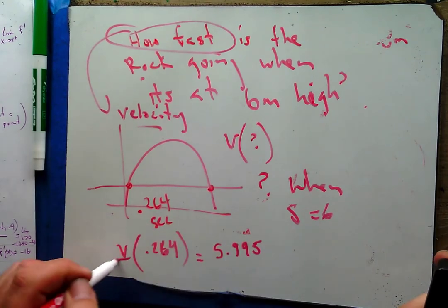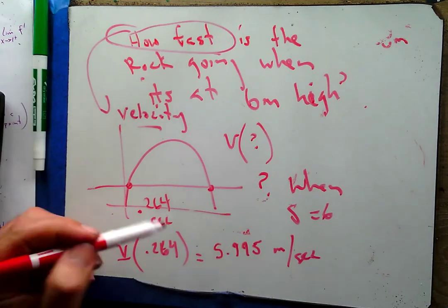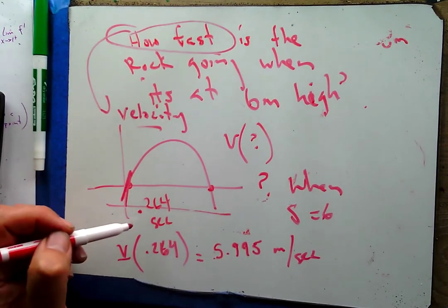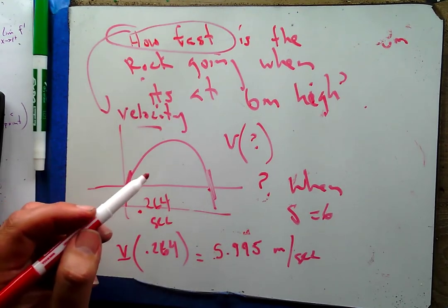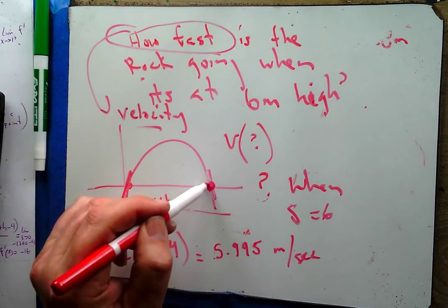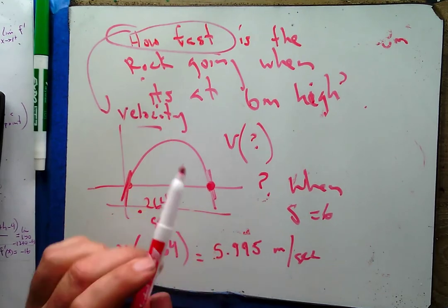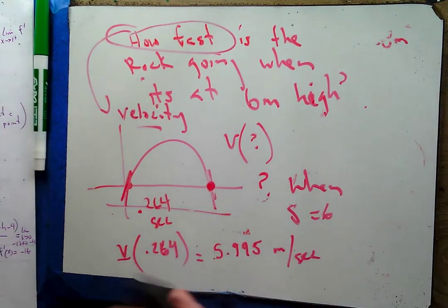995, and velocity would be meters per second. Now, notice that this is a positive number because the slope here is positive. Over here, I have a negative number, or I should have, because I see a negative slope. Will you please find out how fast the rock is going the second time the rock is 6 meters tall?